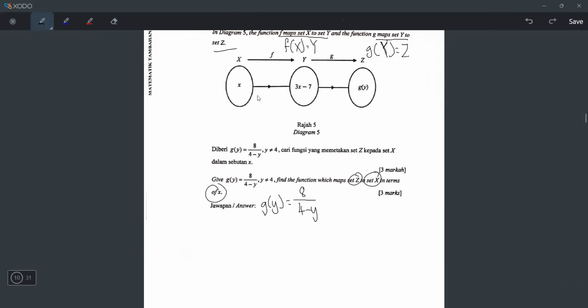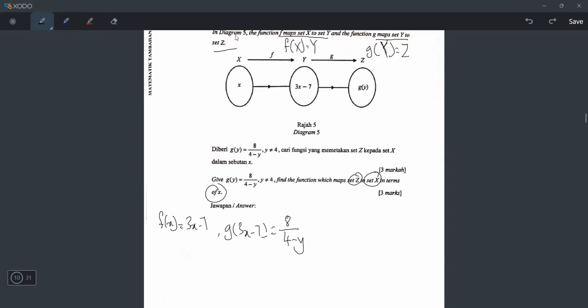Actually, from the diagram, there is some hidden information. The first one is f x equals 3x minus 7. And then g of 3x minus 7 equals g y, and g y they give you already, 8 over 4 minus y. So actually this thing is useless already. So these are the two pieces of information I have. Just now I forgot what they want: find the function which maps z to x.